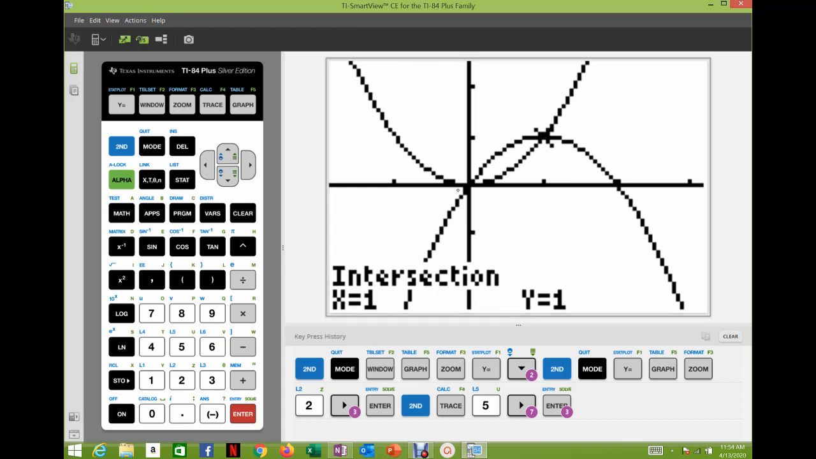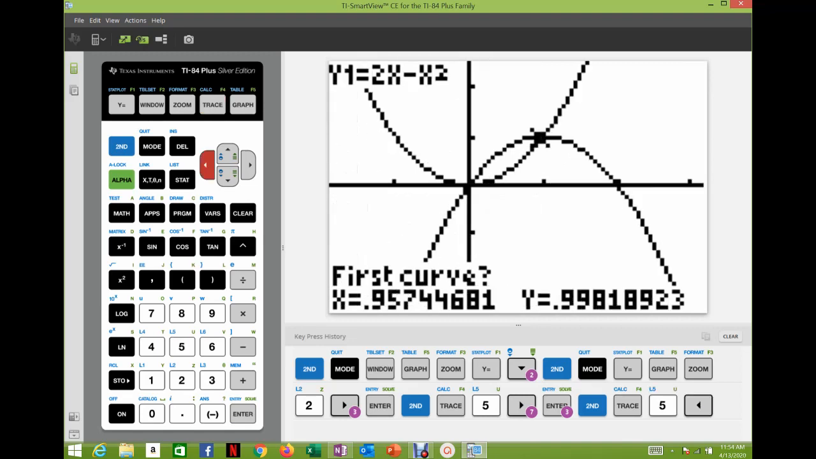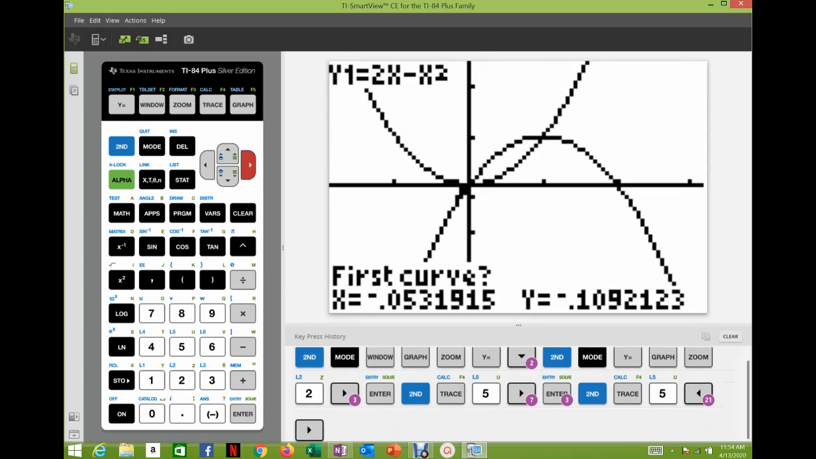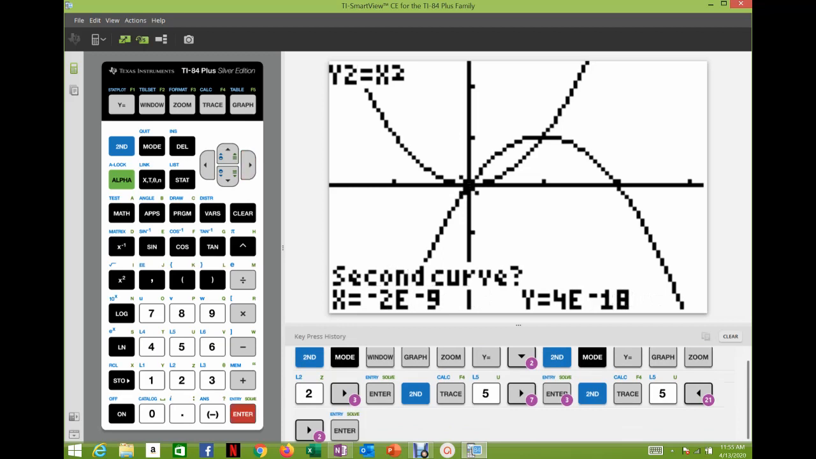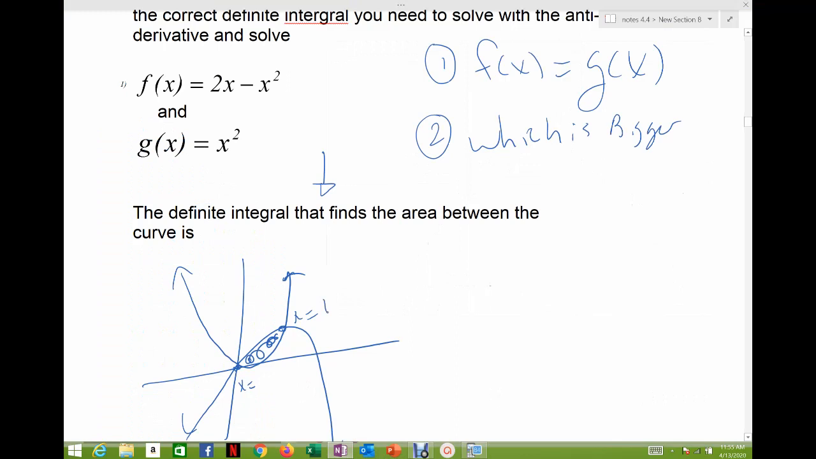Now I've got to find this other spot where they intersect. So again, second trace, 5, first curve, second curve, and guess. So now I move my cursor to the other point. Oops, too far. Hit enter again as long as it's close enough. Second curve, I don't look like I have to move it. And my guess looks pretty good. Alright, 0, 0. So now I know where they intersect: x equals 1 and x equals 0. And so there's my boundary.